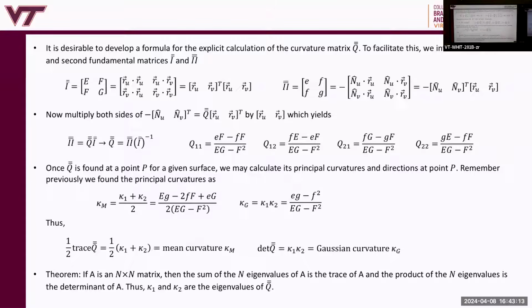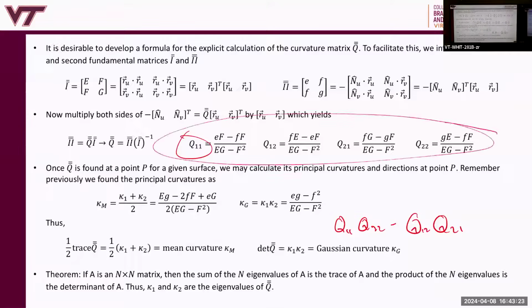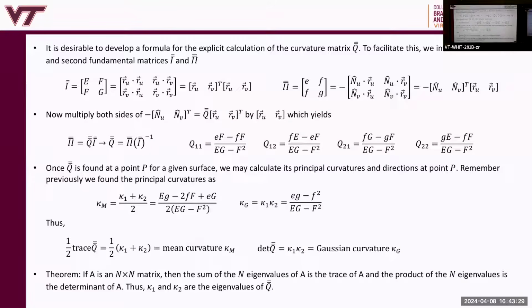All right, so what is the determinant of Q? That's Q11 Q22 minus Q12 Q21. If you calculate that with these expressions here, what you'll get is kappa 1 times kappa 2. You'll get this expression here, basically.